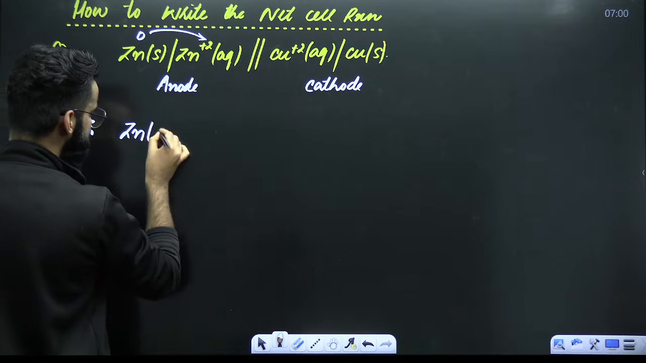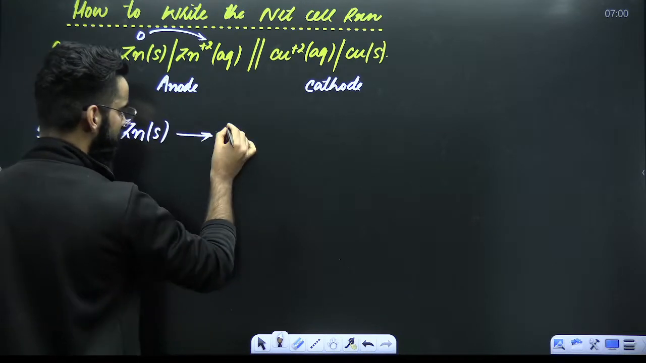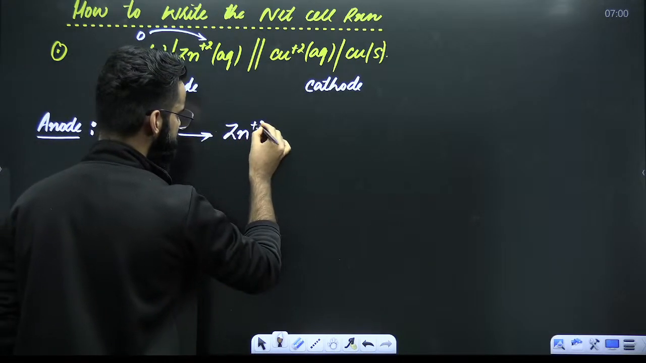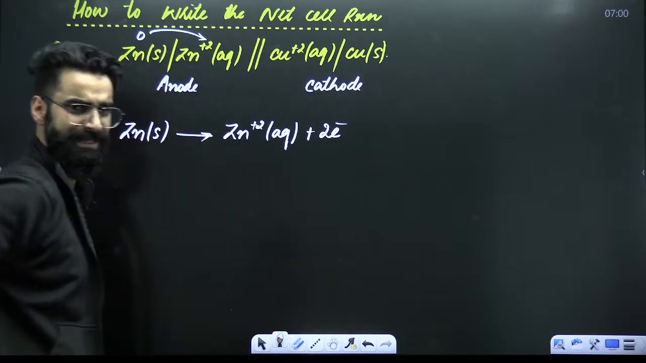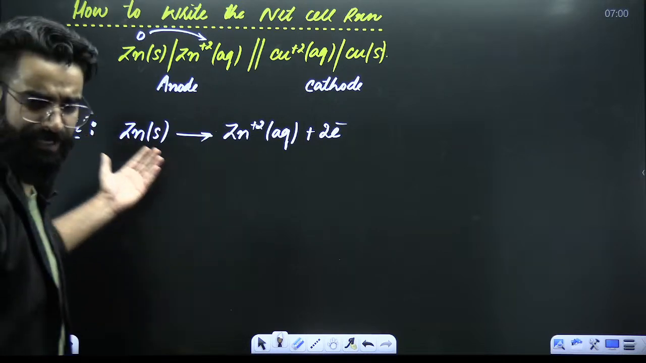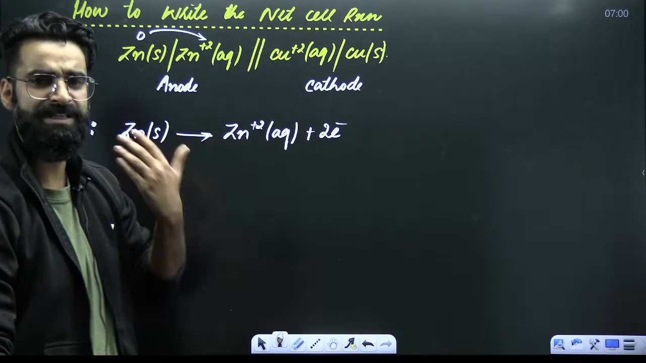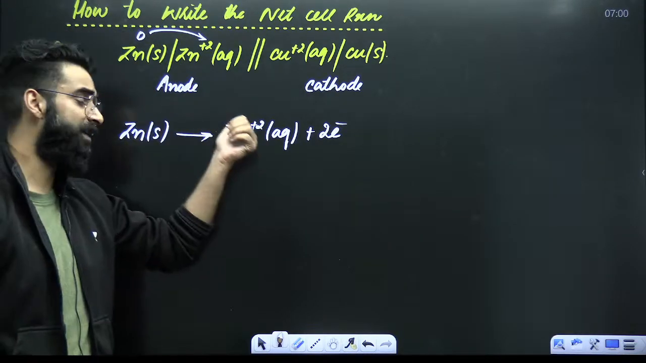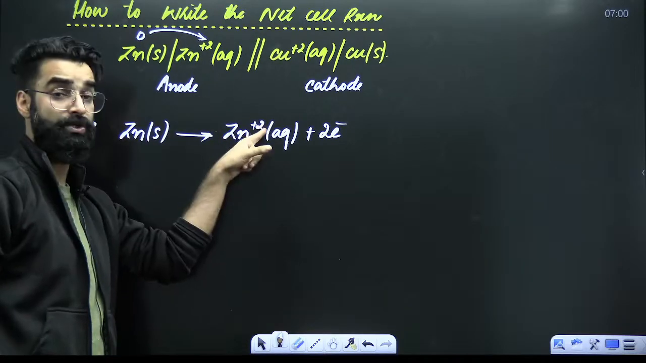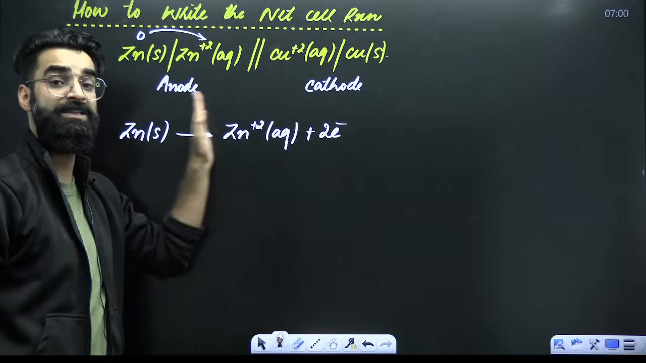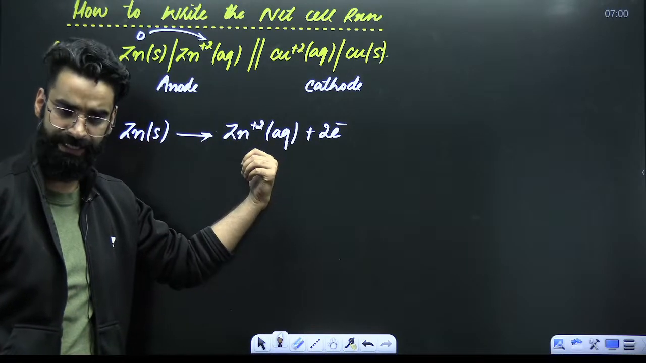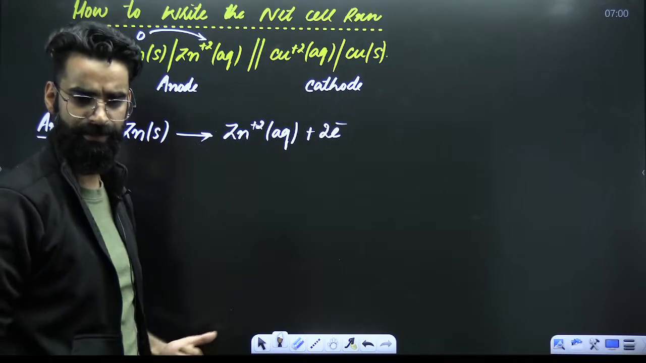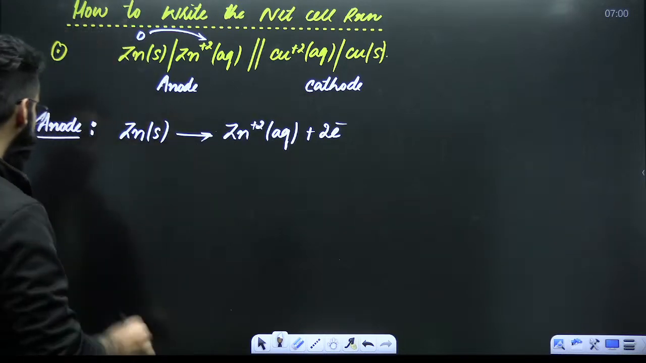So the reaction has to be Zn solid getting converted into Zn2+ aqueous, and with this, you will be writing 2 electrons, because the reaction is taking place at the anode, and at the anode, oxidation takes place. Oxidation means loss of electrons. So zinc is getting converted into Zn2+, 0 to plus 2, an increase in the oxidation state, means loss of electrons. So when zinc gets converted into Zn2+, it will be giving 2 electrons. Right? Perfect.